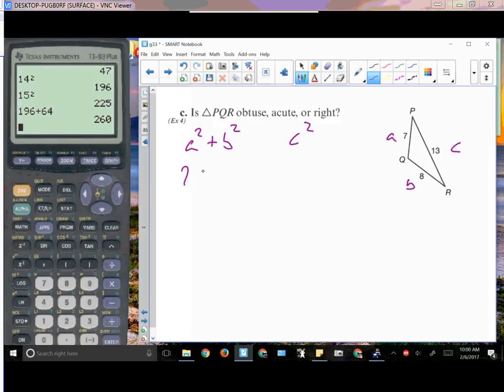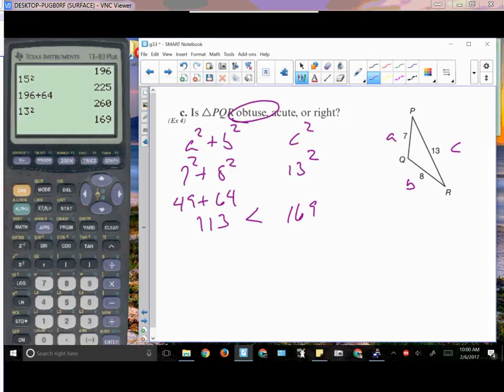So that'll be 7 squared plus 8 squared, and I have 13 squared. Well, this will be 49 plus 64, and 49 plus 64 turns out to be what? 113. So I'm going to take 13 and square it. Oh, that's 169 again. So that means that 113 has to be less than this. So does that mean it's an obtuse triangle? Now again, I know it looks like it should be an obtuse triangle, but we do not want to go and state it that way.